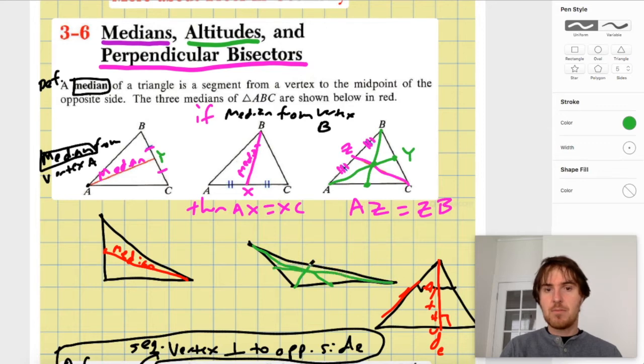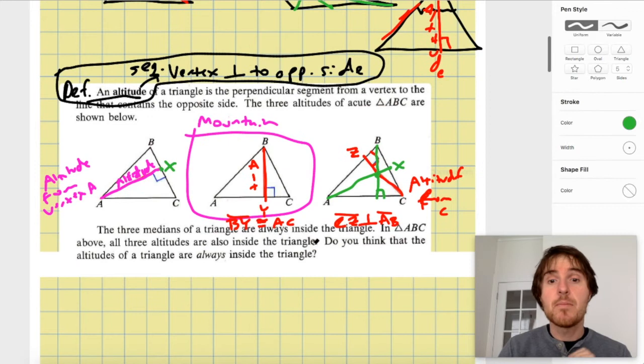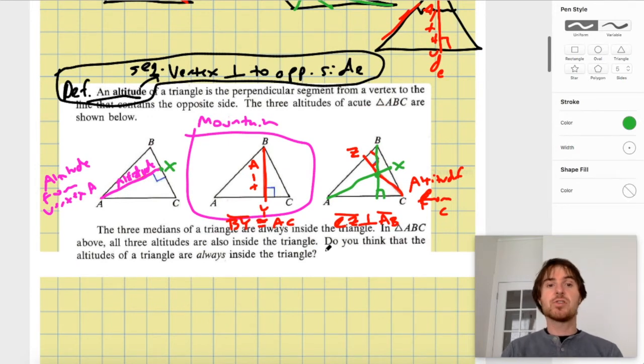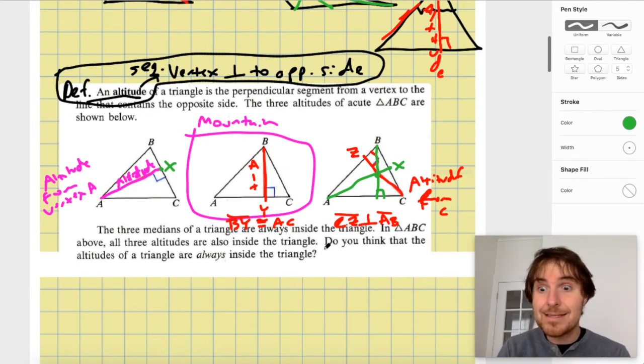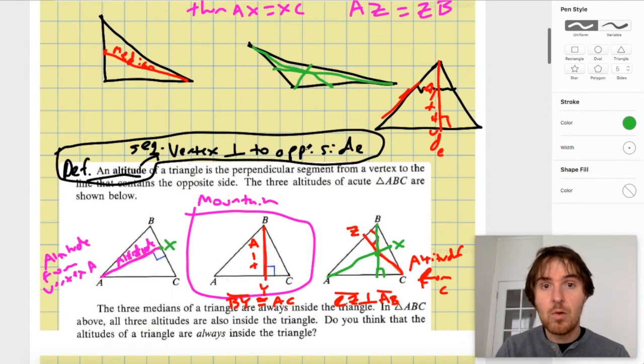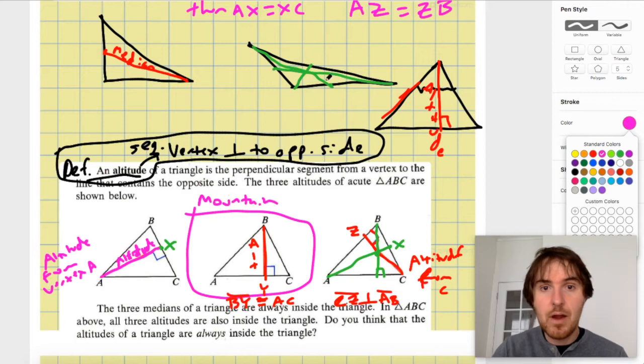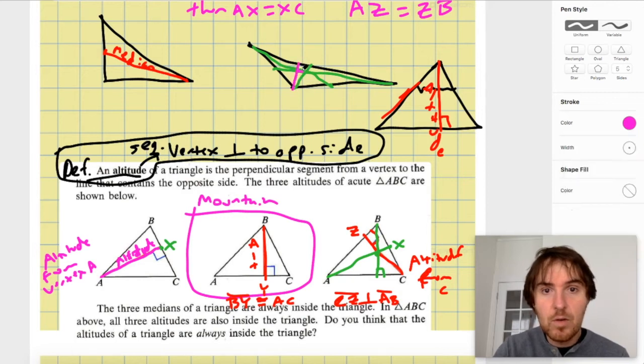Okay? My medians are always on the inside here. They asked about this. Do you think that the altitudes of a triangle are always inside of a triangle? Well, if we look at this one here, the perpendicular would be inside the triangle right there. But what about this? How would I draw an altitude from this vertex to this side, for instance? So here's where we need to read, because we can't actually draw a perpendicular to over.